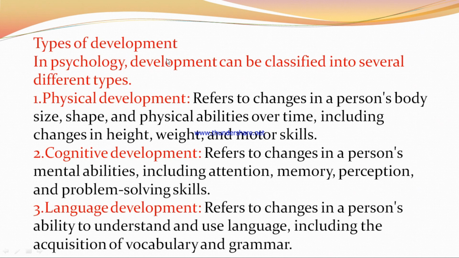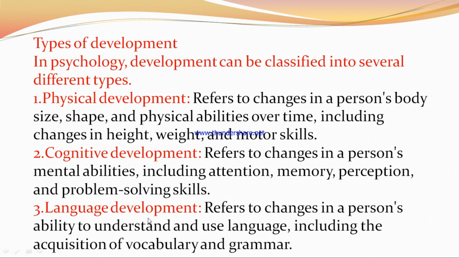Types of development, very important in psychology. In psychology, development can be classified into several different types. First one is physical development, which refers to change in a person's body, size, shape, and physical abilities over time, including changes in height, weight, and motor skills. Cognitive development refers to change in a person's mental abilities, including attention, memory, perception, and problem solving skills.